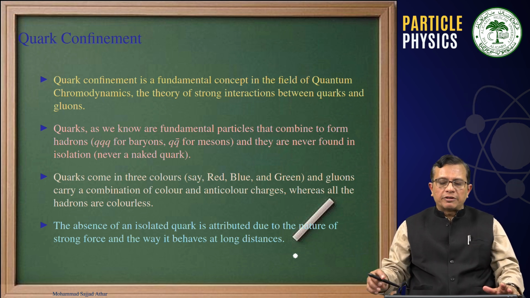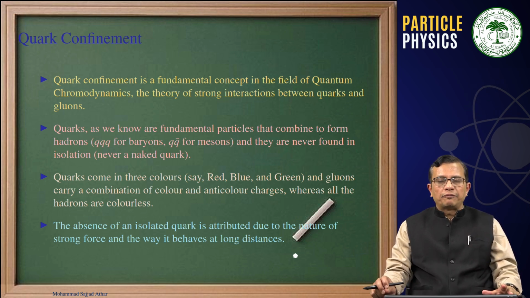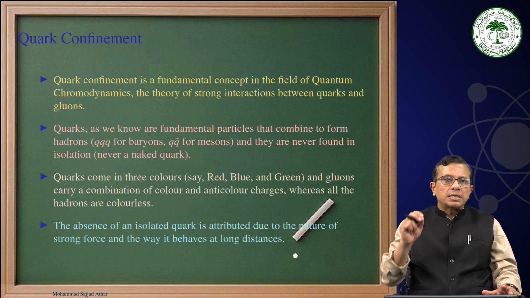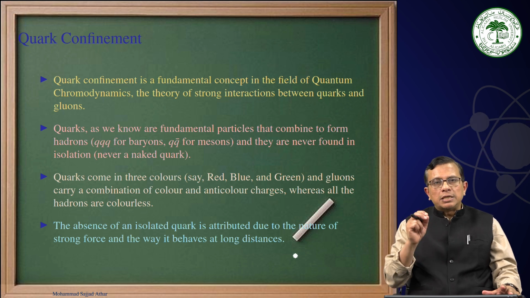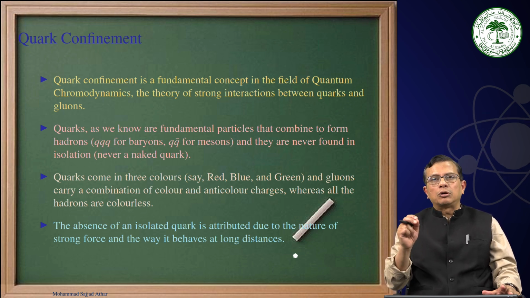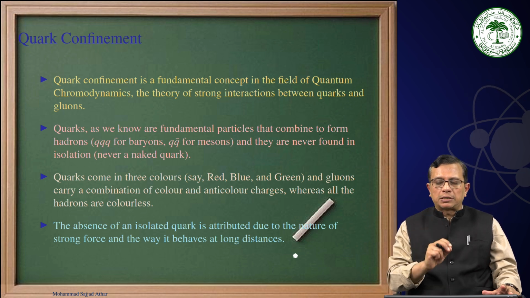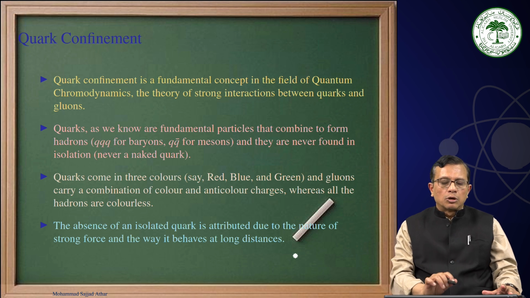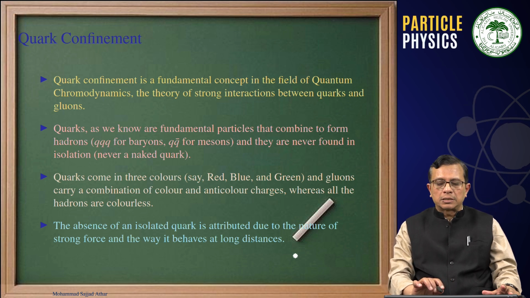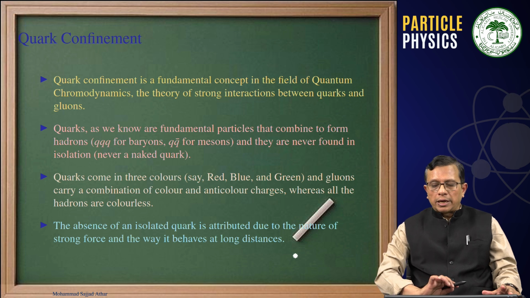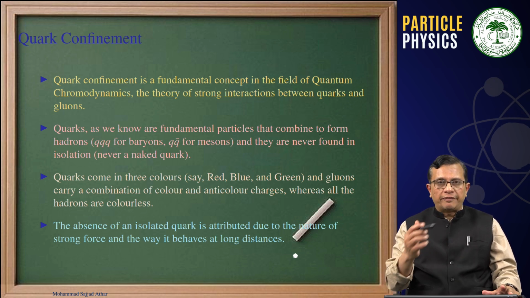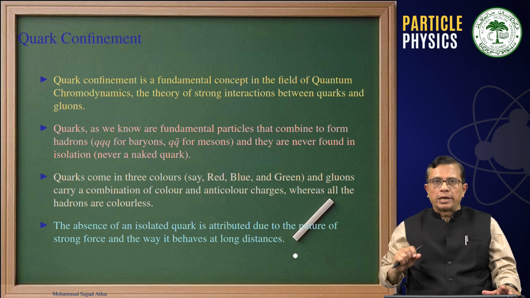Now, quark confinement is a fundamental concept in the field of quantum chromodynamics. What is quantum chromodynamics? This is the quantum field theory of the interaction of quarks with gluons. Therefore, this is the theory of strong interactions between quarks and gluons. Quarks, as we know, are fundamental particles that combine to form hadrons, 3 quarks for baryons and quark anti-quark pairs for mesons, and they are never found in isolation. You cannot have an isolated quark moving around here and there.